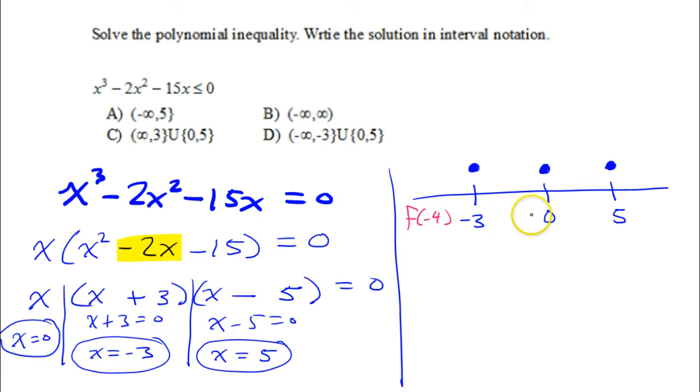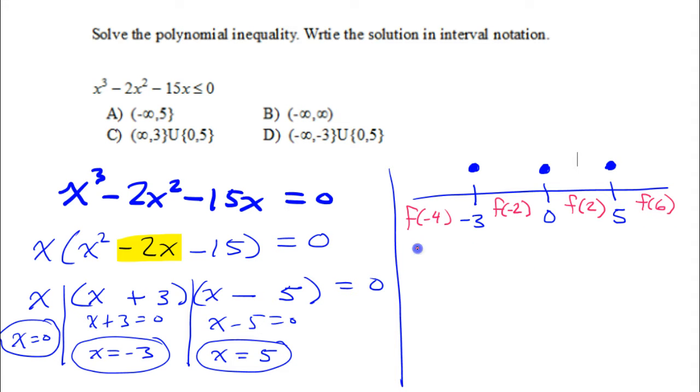I need a number in this zone between negative 3 and 0. I think I'll find the value of the function at negative 2. I need something in this zone. I think I'll find the value of the function at positive 2. Okay, I need something in this zone. I'll do the value of the function at 6.